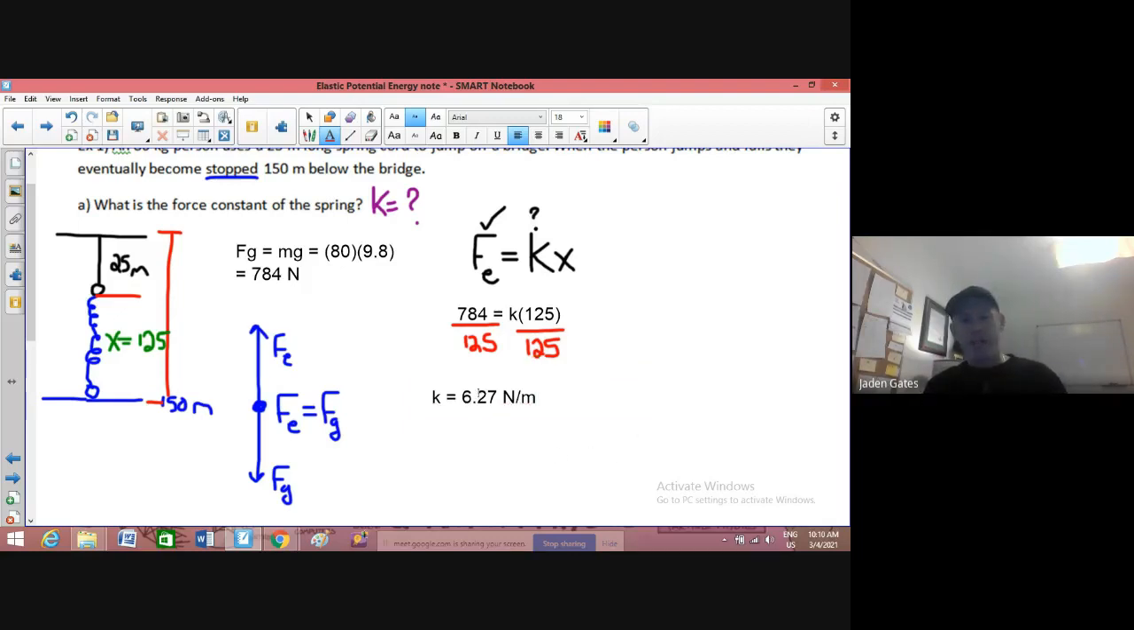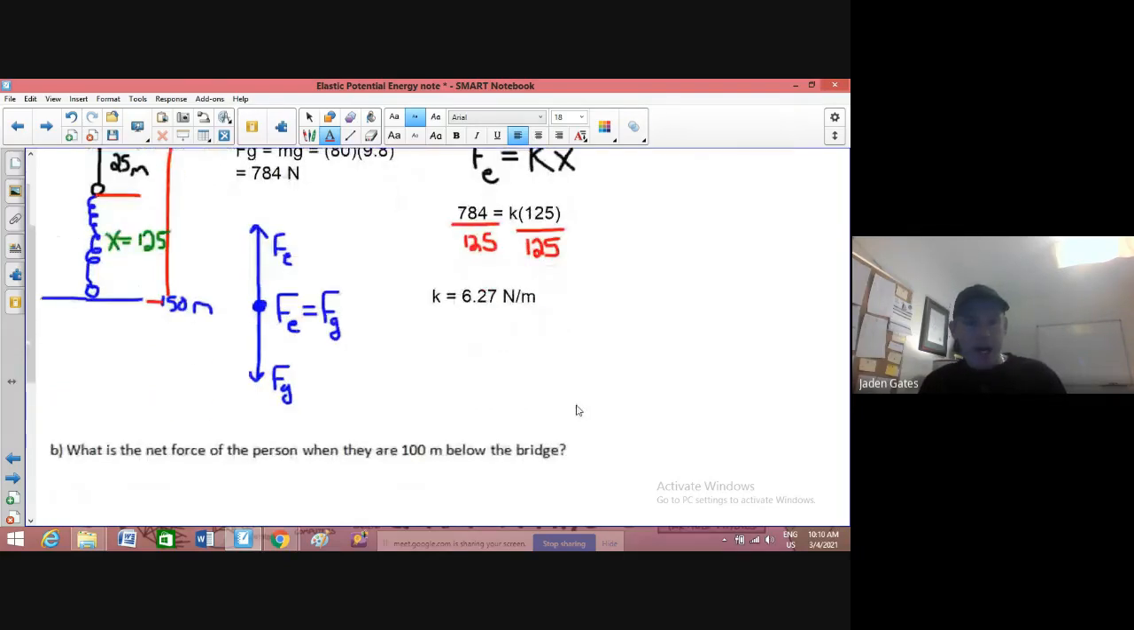It applies 6.27 newtons for every meter that it has been extended or compressed. Works both ways.